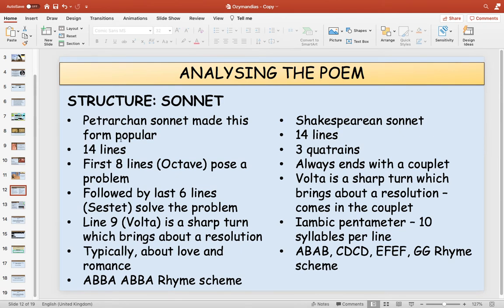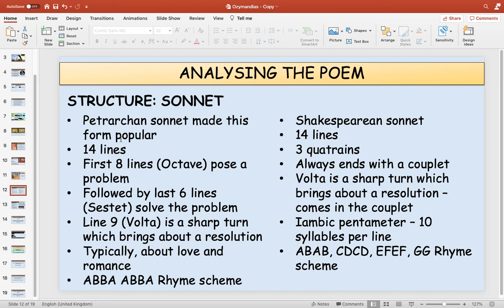Okay, so looking at the structure of the poem then, it is a sonnet, and for those that don't know what a sonnet is, I'm going to quickly go through it a little bit with you. There are different styles of sonnet, but I'm going to go through the two that are important to this poem. So the first one is a Petrarchan sonnet, which is 14 lines. The first 8 lines is what we call an octave, and that usually poses a problem, followed by the last 6 lines, which we call a sestet, which usually solve that problem. And then line 9 is called a volta. So that's usually where there's a sharp turn which brings about a resolution to the problem.